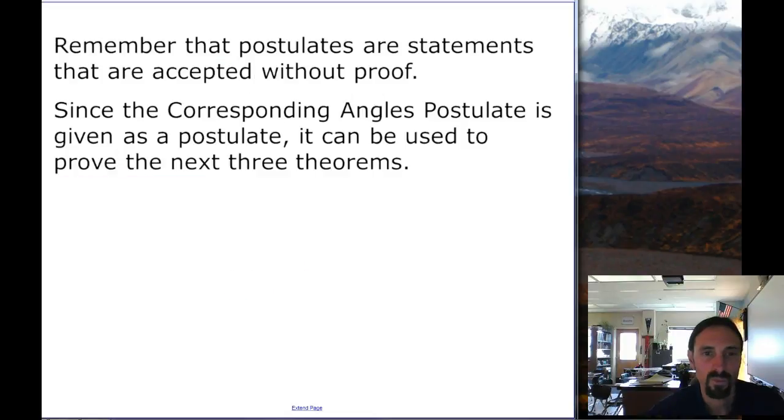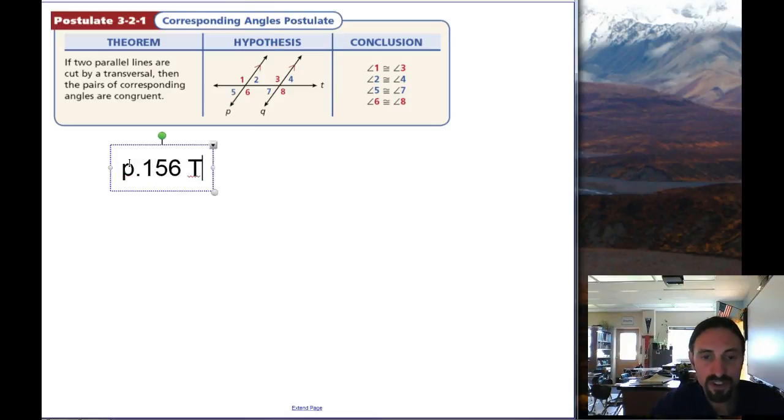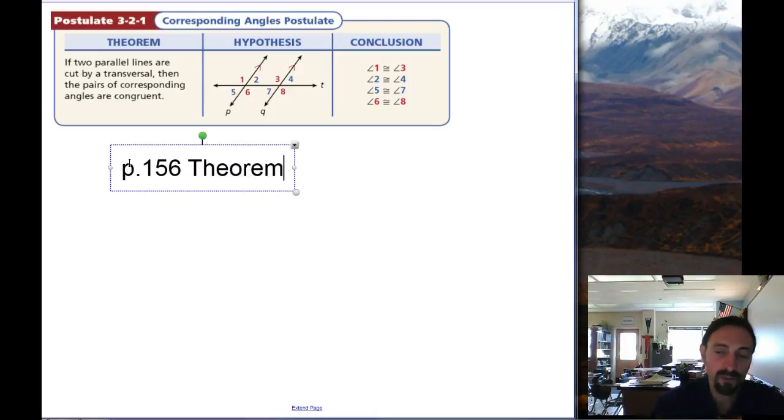Awesome. All right. Remember, postulates are statements that are accepted as true without proof. Since the corresponding angles postulate is given as a postulate, it can be used to prove the next 3 theorems. So these theorems are in your book. They're on page 156. I do want you to get them in there. I like them how they do them in the book as opposed to the back of the book, because they give you the picture and the example with it. And I think it's really important.